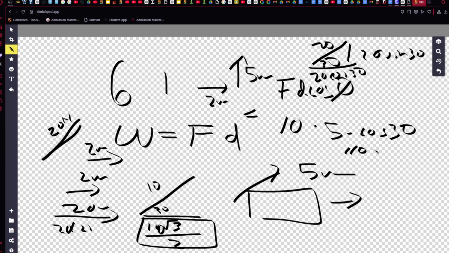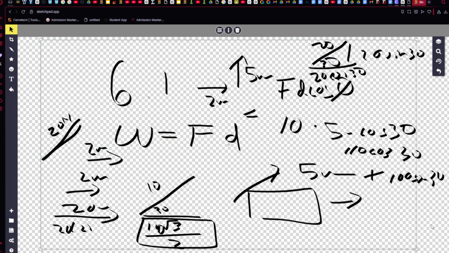So that would be 40 cosine 30 plus 100 sine 30 is the amount of work you do. That is work. But why is work important?